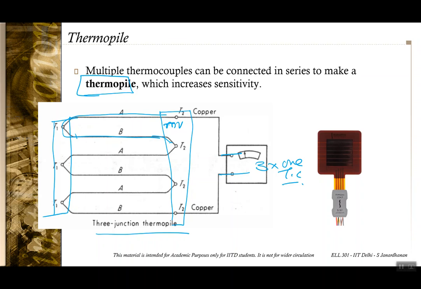And in most applications, wherever you are using a thermocouple, basically you would be using a thermopile only, because it's quite easy to stack the thermopiles together and increase the sensitivity by combining them into a thermopile. This is a typical structure in which a thermopile would look.